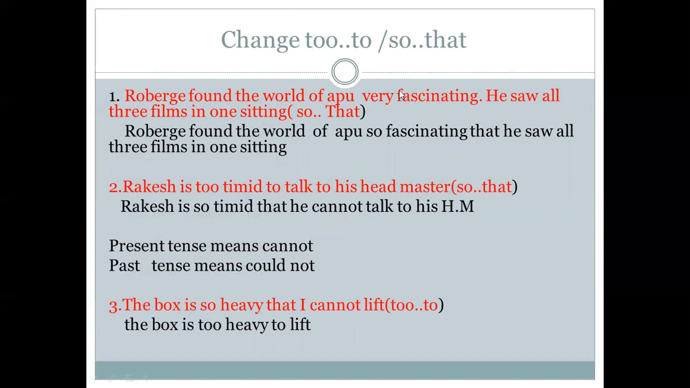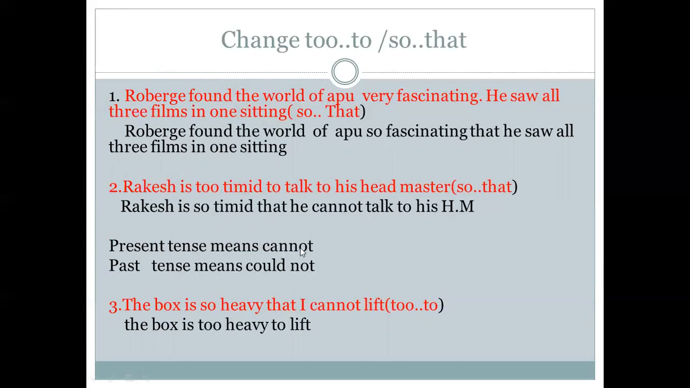So change to so that. Robert found the world of Apu very fascinating. He saw all three films in one sitting. So Robert found the world of Apu so fascinating that he saw all three films in one sitting. And Rakesh is too timid to talk to his headmaster. So if they give so that, we have to replace too with so. So Rakesh was so timid that he cannot talk to his headmaster.